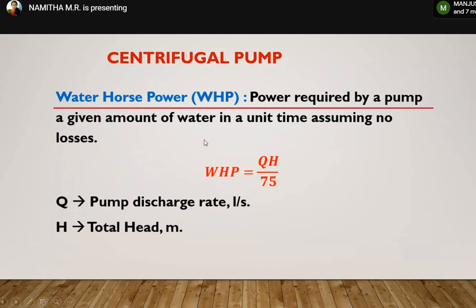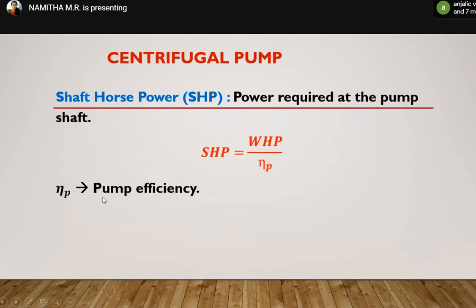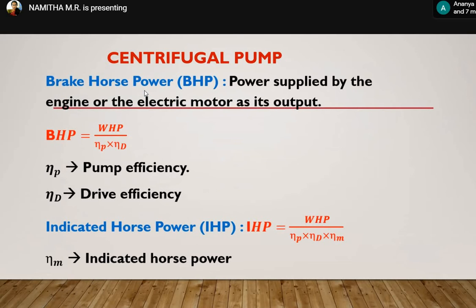If there are no losses, then we can calculate this WHP directly. But there is loss in the pump, so we have to calculate the pump efficiency and divide by the pump efficiency to get the shaft horsepower. Another term is brake horsepower. This is actually the output power. Okay, this is the actual power. The actual power is equal to WHP divided by pump efficiency into drive efficiency.